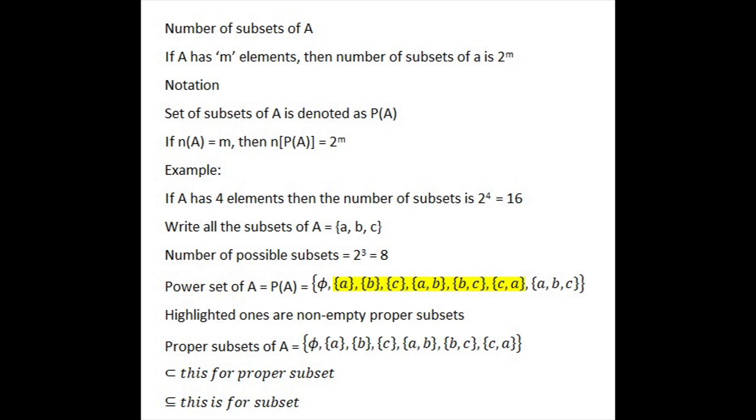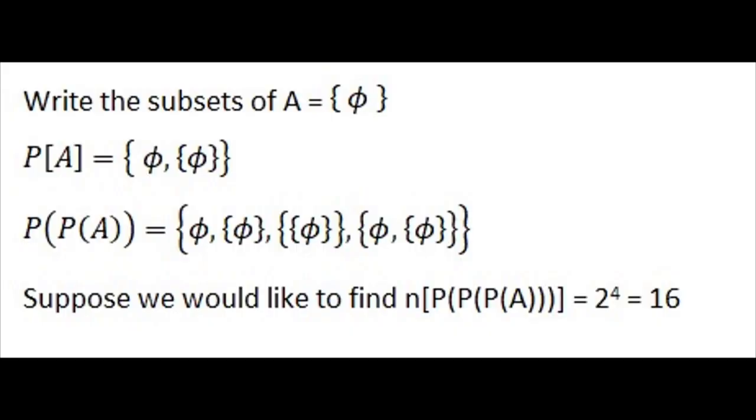The set {A, B, C} is an improper subset of A. All the other things are proper subsets. Non-empty proper subsets exclude the null set and the set {A, B, C}. All the other 6 things are called non-empty proper subsets. The proper subsets are all those things excluding {A, B, C}, including the null set.